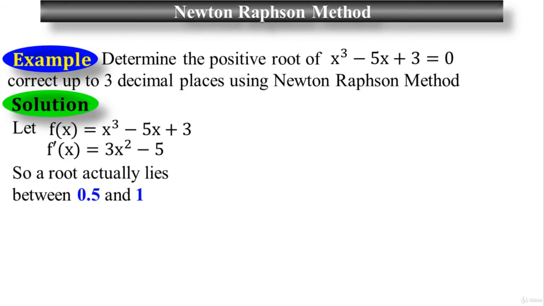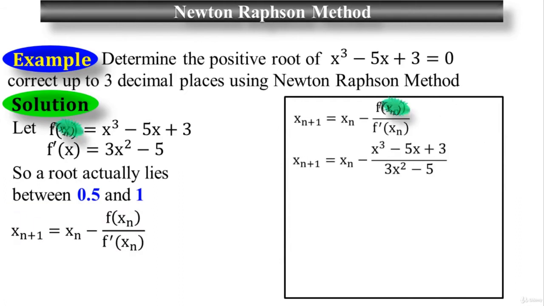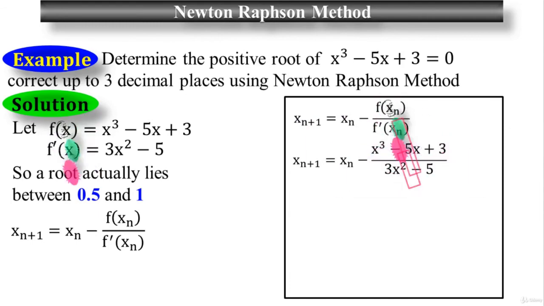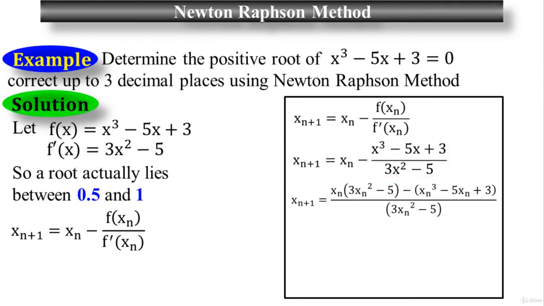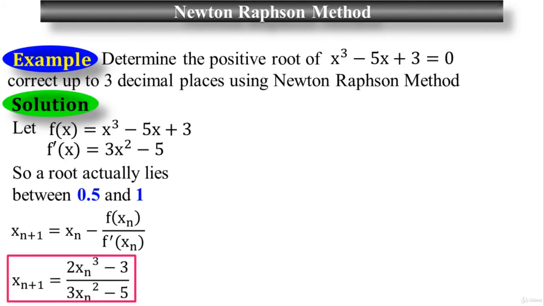So I will proceed further now from the equation of the Newton-Raphson method. Let me simplify this equation here, where f(x sub n) is x cubed minus 5x plus 3, and f prime of x sub n is its derivative, which is 3x squared minus 5. Take its LCM to get the final value, which is x sub n plus 1 equals (2x sub n cubed minus 3) over (3x sub n squared minus 5). This is my new equation of the Newton-Raphson method.